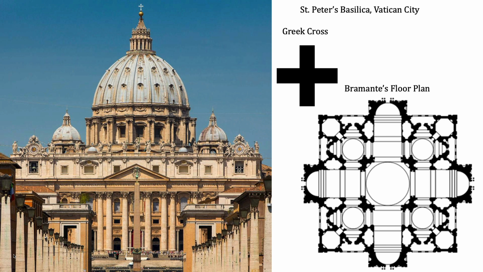He only completed two large arches before he died, and then it was later found out that Bramante's design really didn't work. He wanted a dome, but it could not be supported by the columns that he built. They just weren't large enough to support a dome.